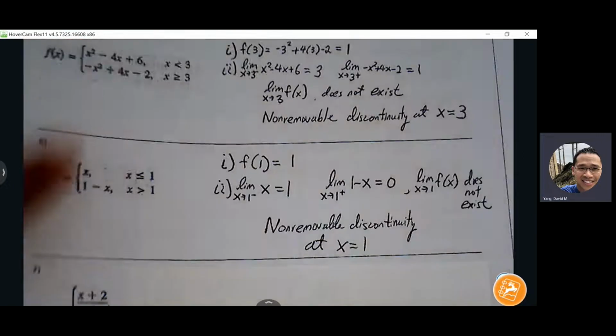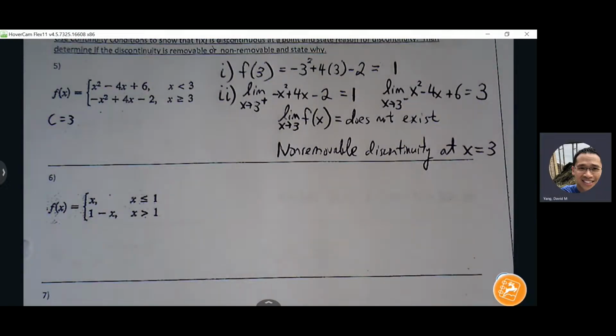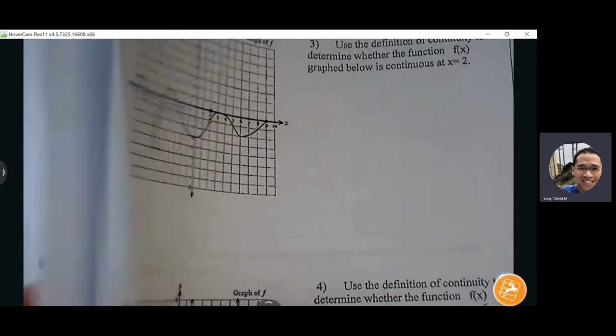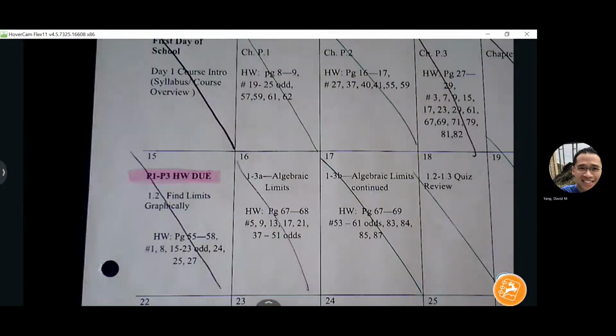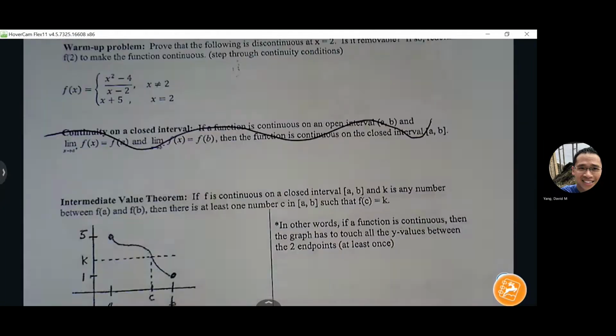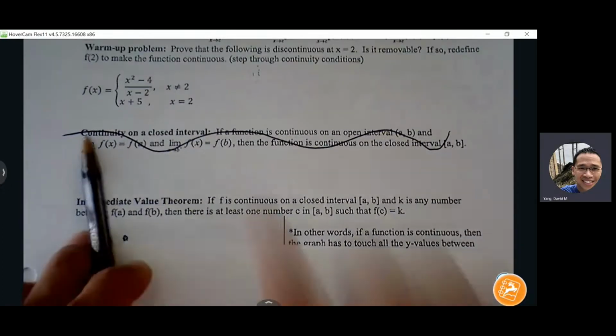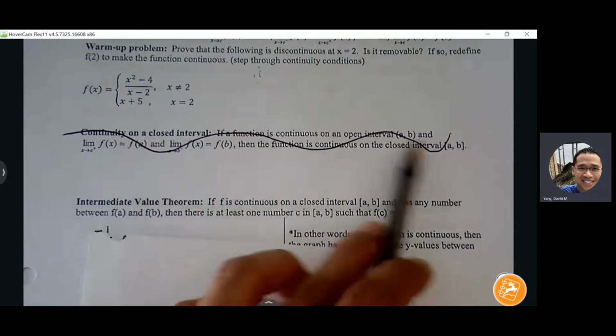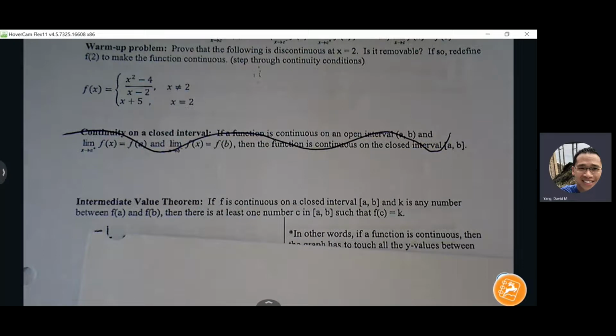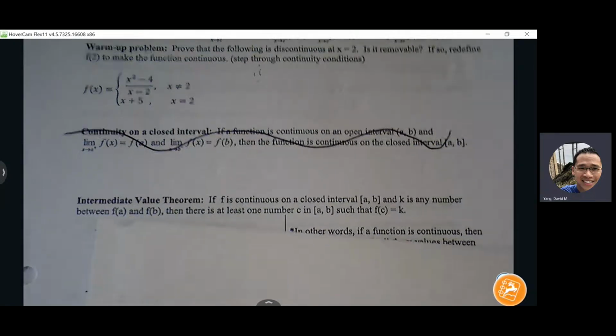If you're good with this, let's go back to page 13 and compare and contrast how this piecewise function is different. Page 13. Go ahead and cross off this continuity on the closed interval. We really don't need to go through all that detail. So we're going to use that remaining space for this warm-up problem.